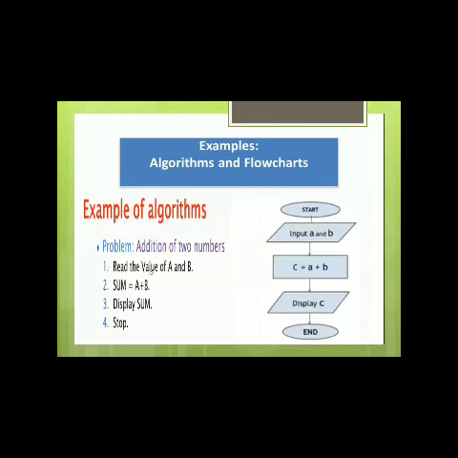So read the value first of all. For taking the input, read the value of A and B. Then we take sum equals A plus B, meaning whatever value the user has put in A and B. It is for sure that the first value will go under A and the second value will go under B. So whatever value the user has put, you have to add that value. The plus operator is there. You have to add it and store it under sum.